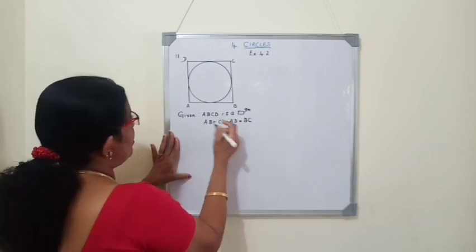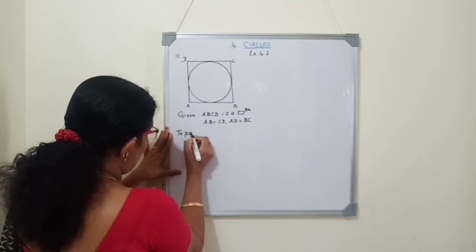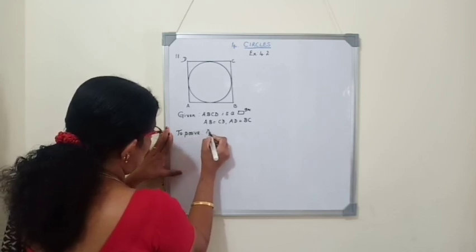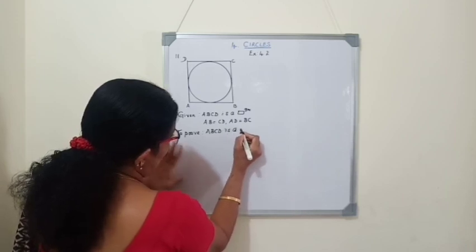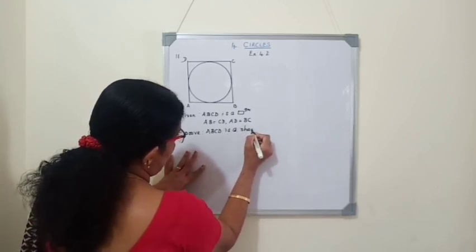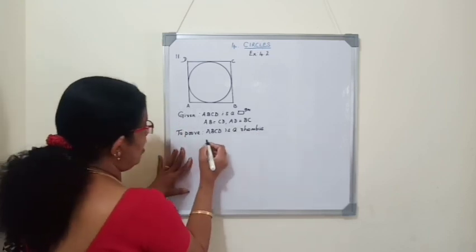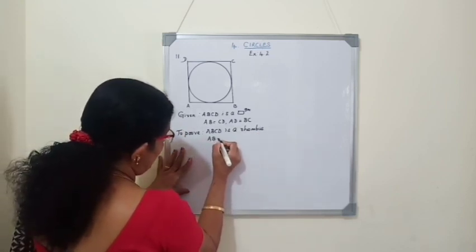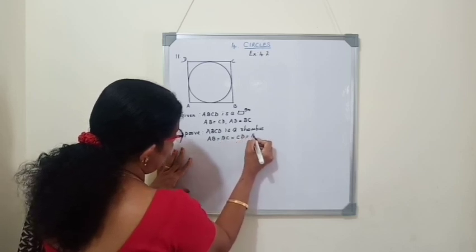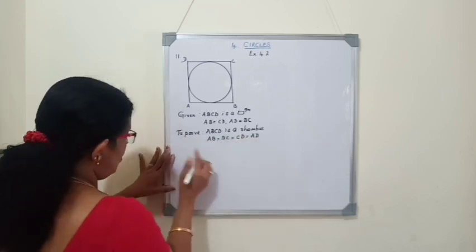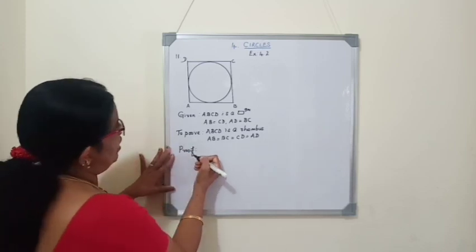We have to prove that ABCD is a rhombus. How are the sides of the rhombus? All the sides are equal. So we have to prove that AB equals BC equals CD equals AD. So proof. Here also we will apply the same tangent property.